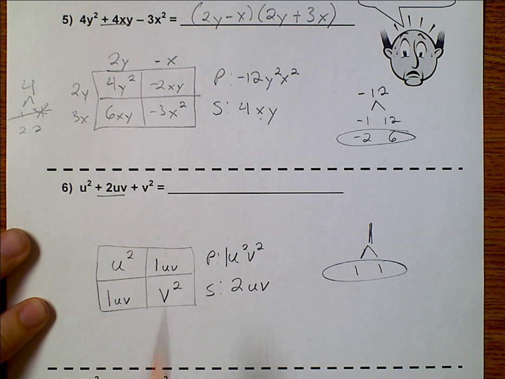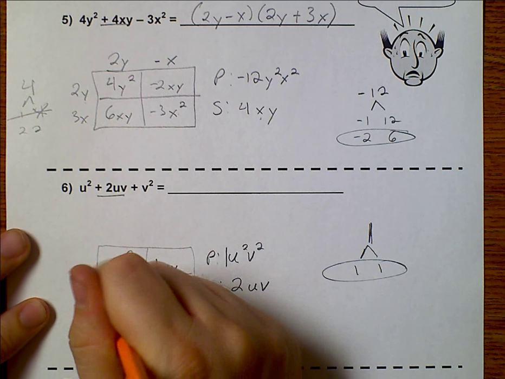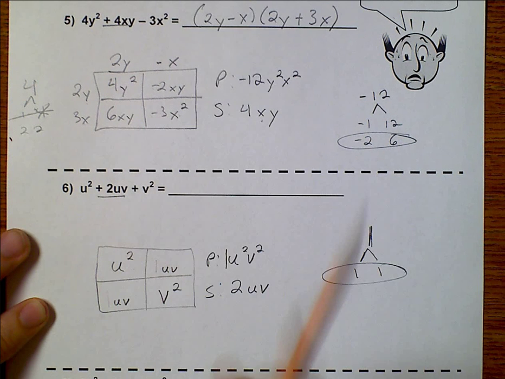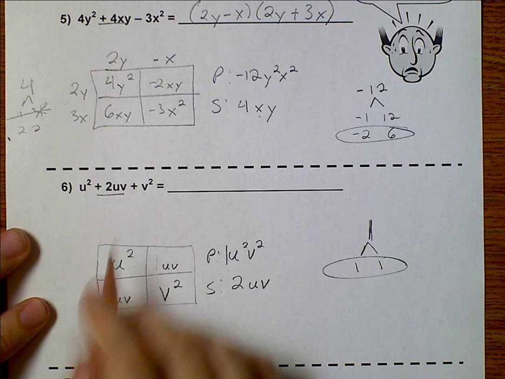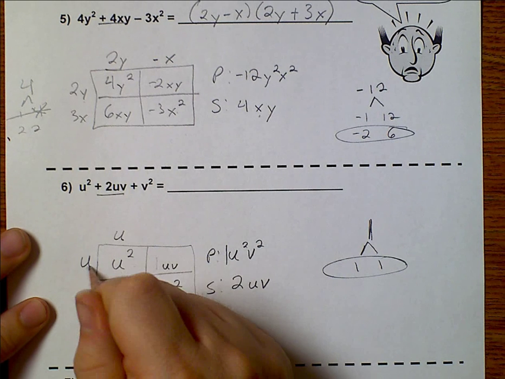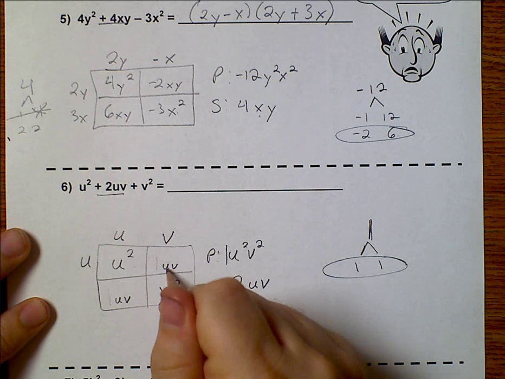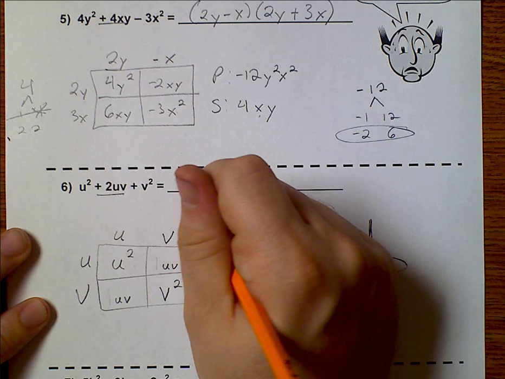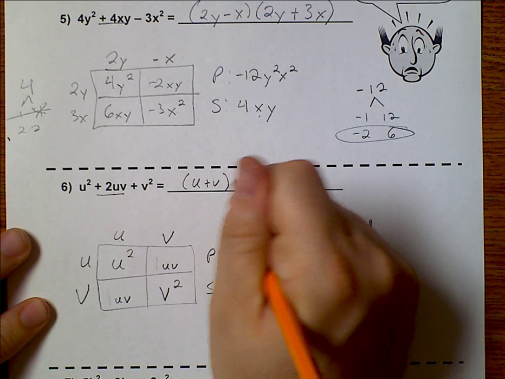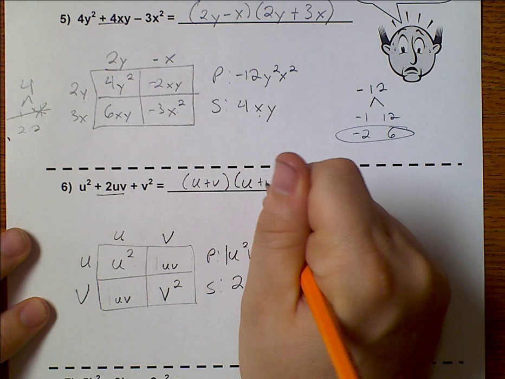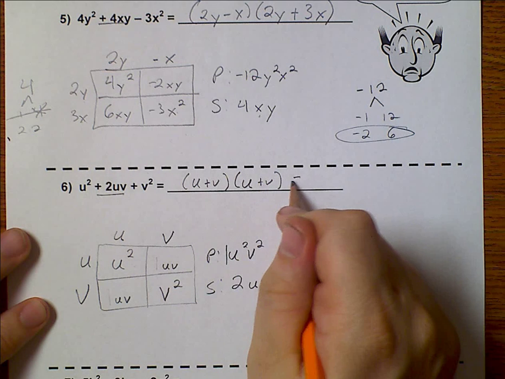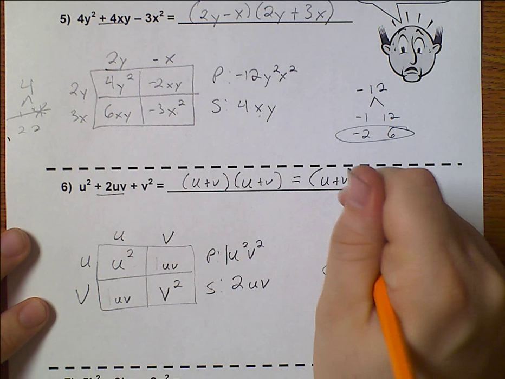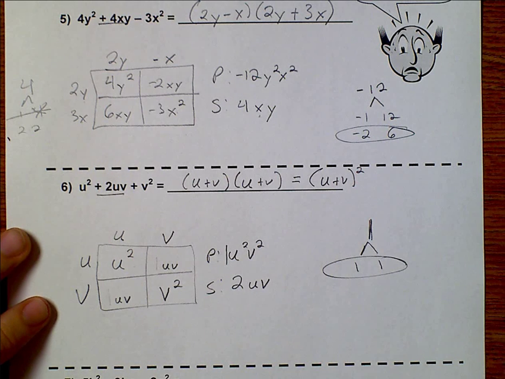And I don't need the ones. I can just settle it at UV. So U times U gives me U squared. U times V gives me UV. U times V gives me UV. And V times V gives me V squared. So this means that it is U plus V, U plus V, or a better way to write that would be U plus V, and all that is squared. This being the best way to write the answer.